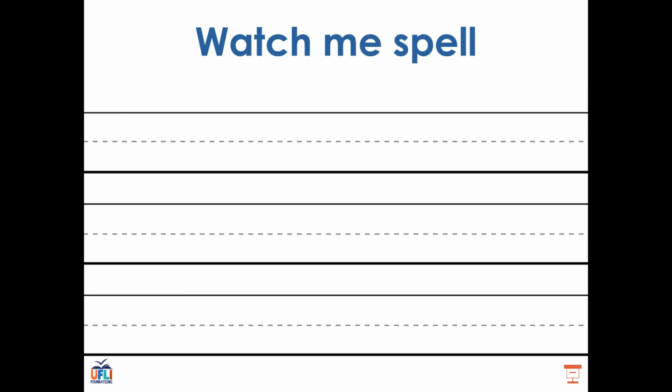Let's do a bit of writing. Let's write 3 words with an s suffix and 3 words with an es suffix. Let's start with a base word. Cat. K, at, cat. If I were to write it down, it would look like that.